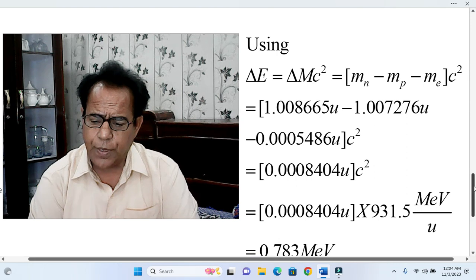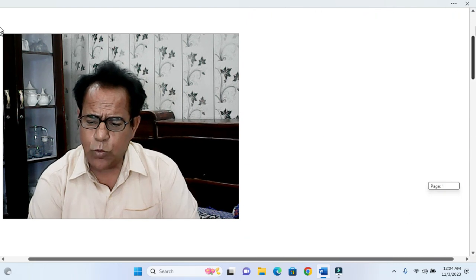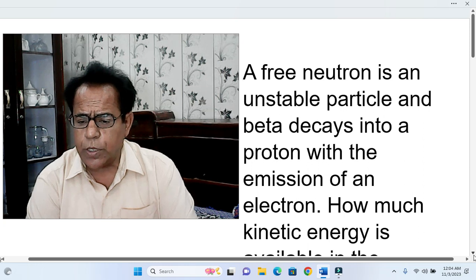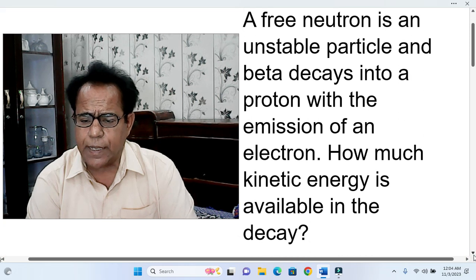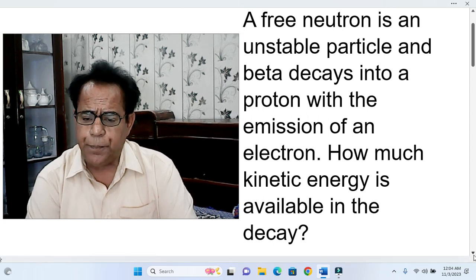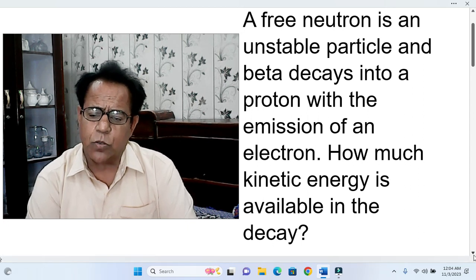We once again go to the statement. A free neutron is an unstable particle and beta decays into a proton with the emission of an electron.